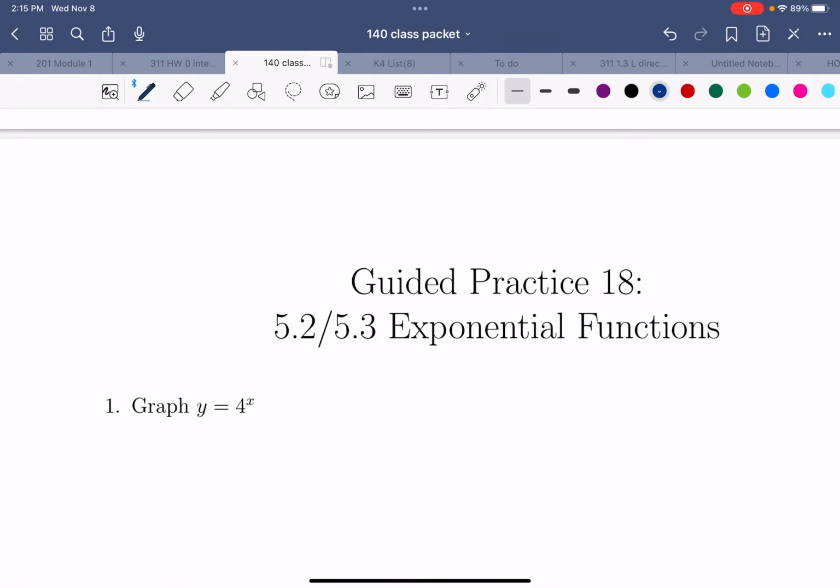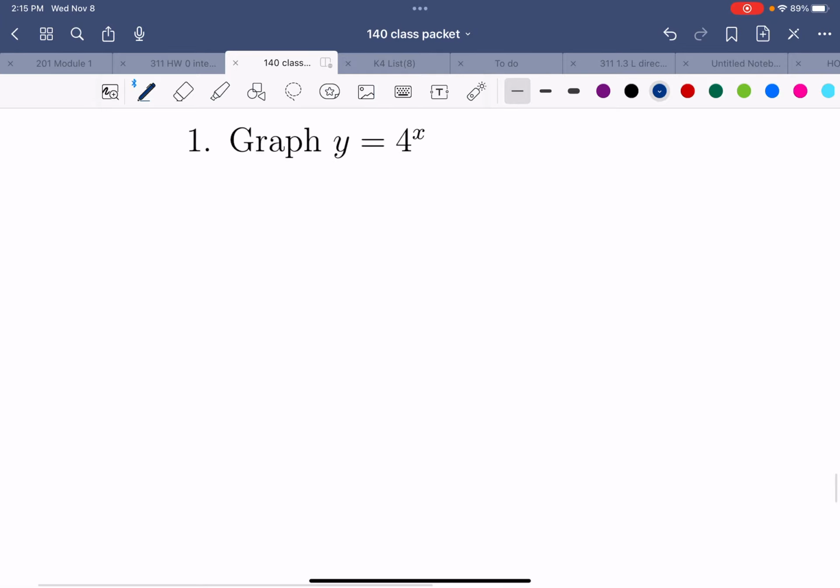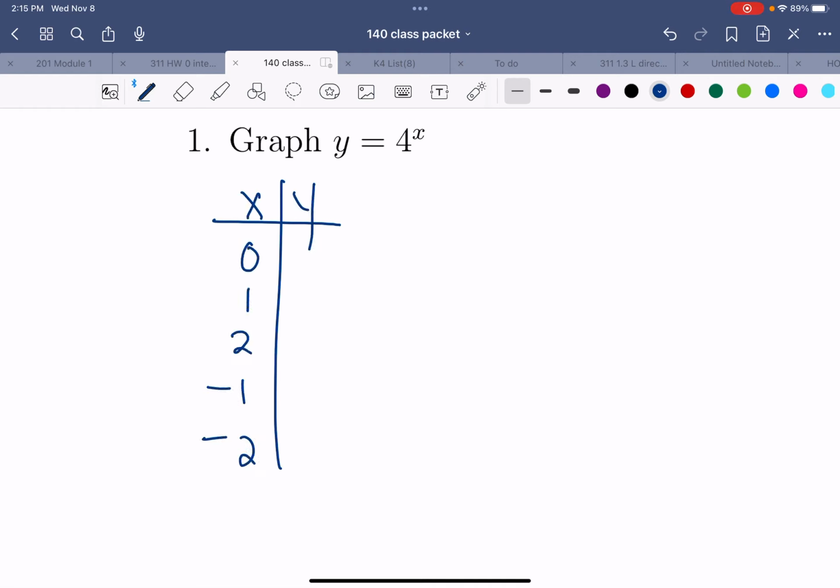Hi all, this is guided practice 18, the 5.2, 5.3 exponential functions. So we're going to start out here by graphing our 4 to the x, so our x and y table. And I want 0, 1, and 2, -1 and -2.